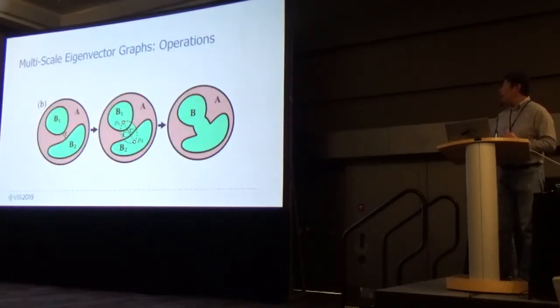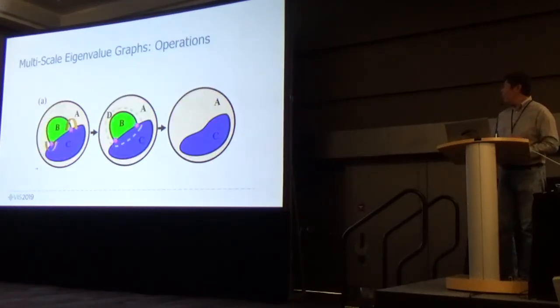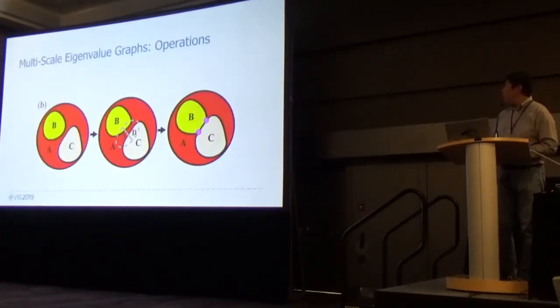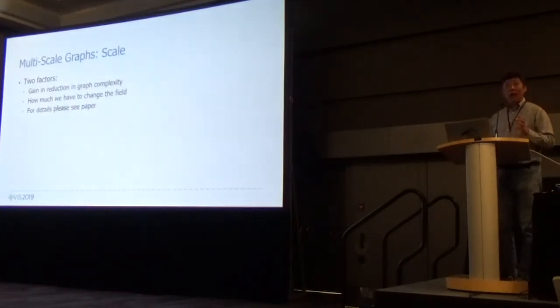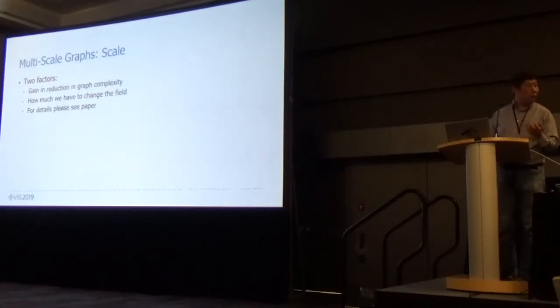The second operation is to have 2 regions connected inside an envelope. Third operation, starting for eigenvalue graph, is when you have 3 types of regions, and what happens is we can eliminate one of them. The fourth one is to connect 2 regions of different types together, and the fifth one is the opposite, which is to split them. The scale definition and also algorithm details will be in the paper, so I'll refer people to that.